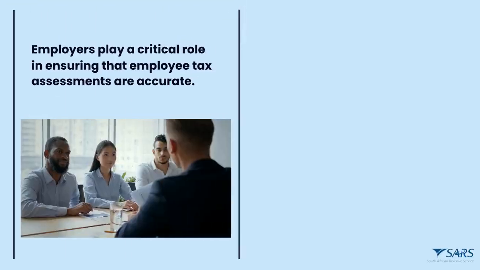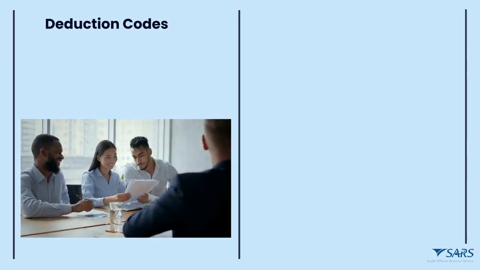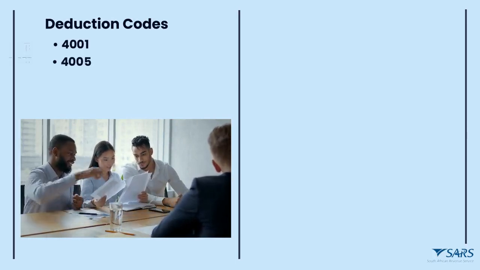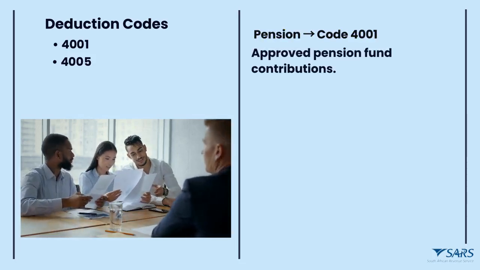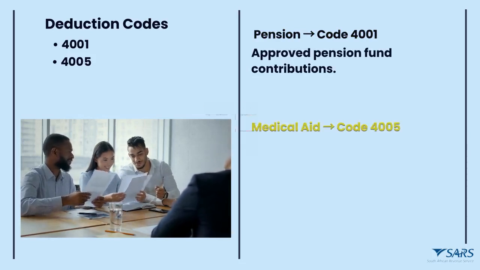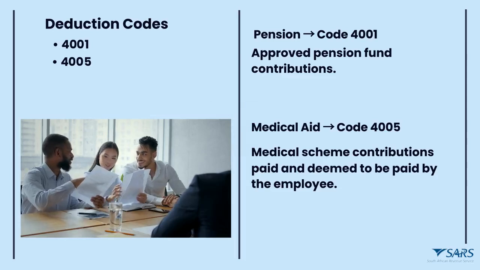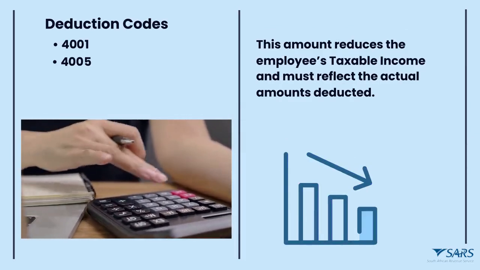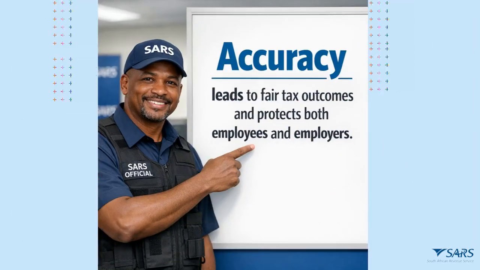Employers play a critical role in ensuring that employee tax assessments are accurate. Two important deduction source codes on the IRP-5 certificate are 4001 and 4005. Source code 4001 is used to report approved pension fund contributions, while source code 4005 is used to report the medical scheme contributions paid and deemed to be paid by the employee. This amount reduces the employee's taxable income and must reflect the actual amounts deducted. Accuracy leads to fair tax outcomes and protects both employees and employers.